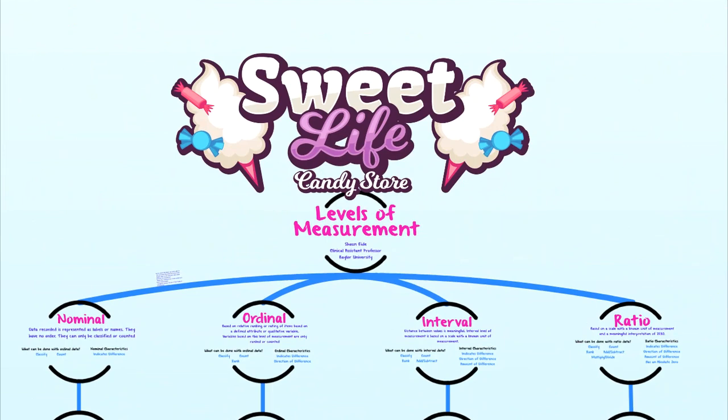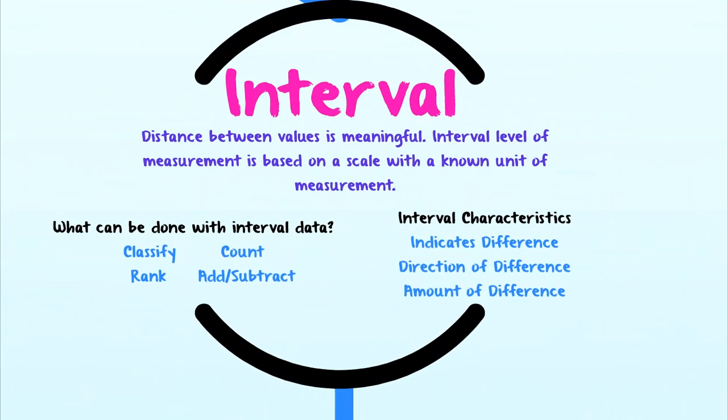So, back to the Sweet Life. Interval data. The distance between values is meaningful. It's based on a scale with a known unit of measurement. You can classify and count, rank, and add and subtract. So it's just as strong as nominal and ordinal, but even stronger because now you can add and subtract because you're dealing with real numbers.